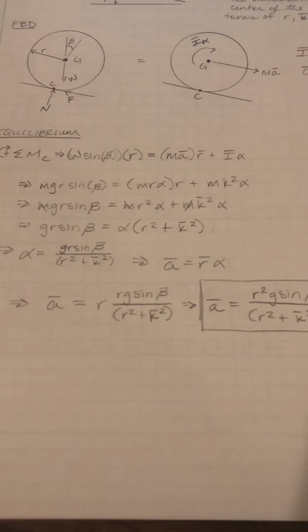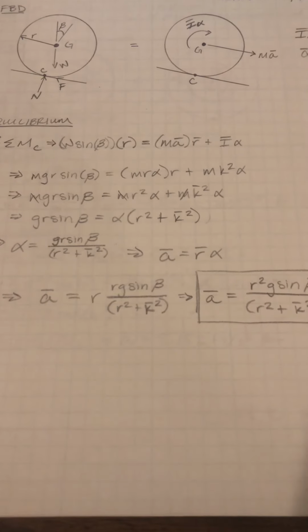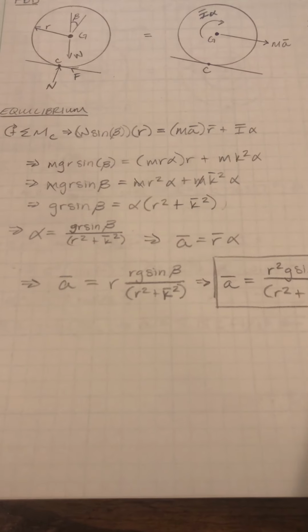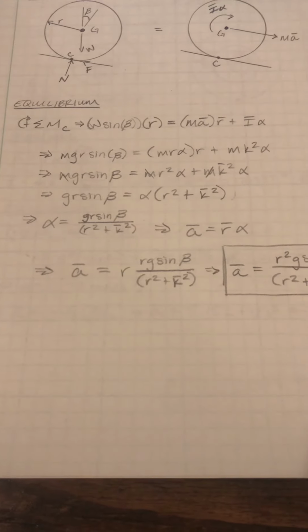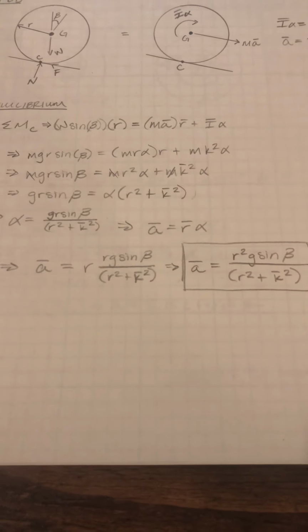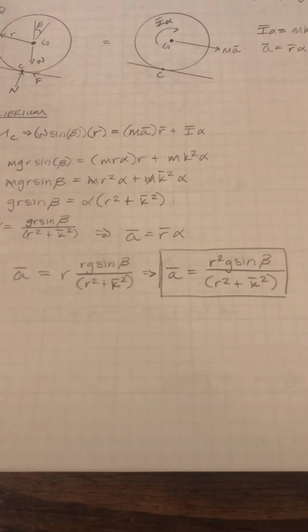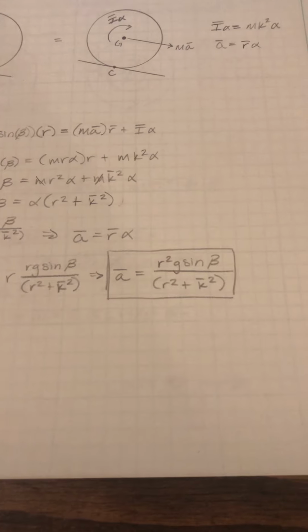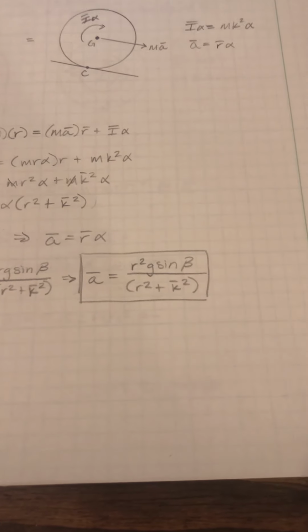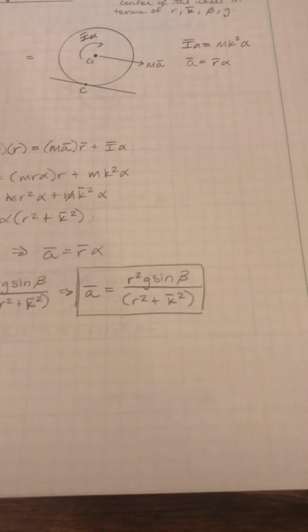As we know that acceleration is equal to the radius times alpha, and we're looking for the acceleration, we manipulate the equation and we find that the acceleration is equal to r squared times g times sine beta over r squared plus k squared.